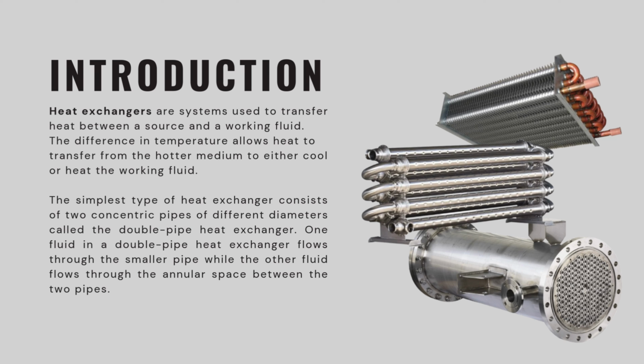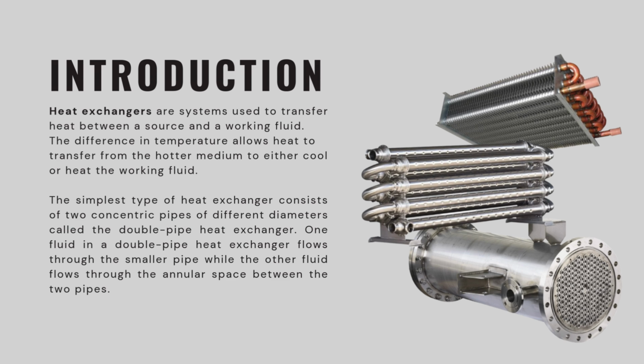Heat exchangers are systems used to transfer heat between a source and a working fluid. The difference in temperature allows heat to transfer from the hotter medium to either cool or heat the working fluid. The simplest type of heat exchanger consists of two concentric pipes of different diameters, called the double pipe heat exchanger.